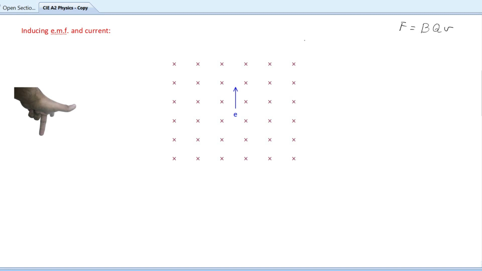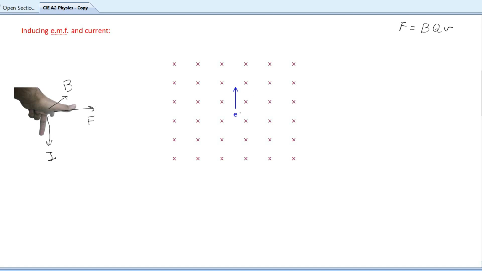Here you have an electron moving through a magnetic field which is pointing into the page, and it's moving upwards. So if the electron is moving upwards, then the current is downwards. If you use Fleming's left-hand rule, as shown on the left here, the current is downwards and the magnetic field is into the page. So this electron would experience a force to the right. So this is the magnetic field and this is the force.